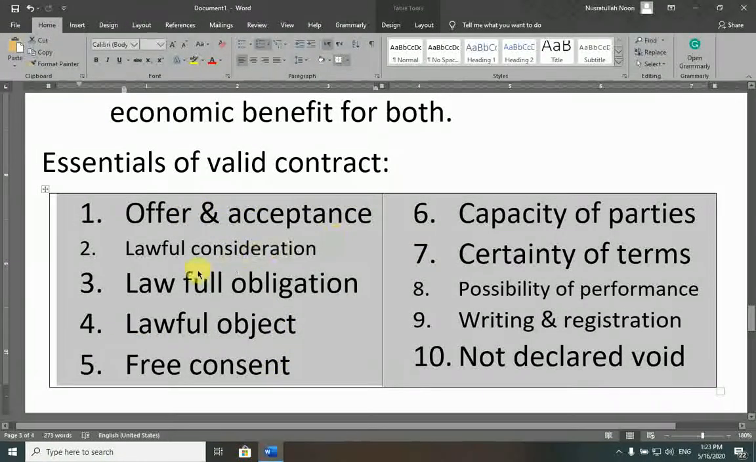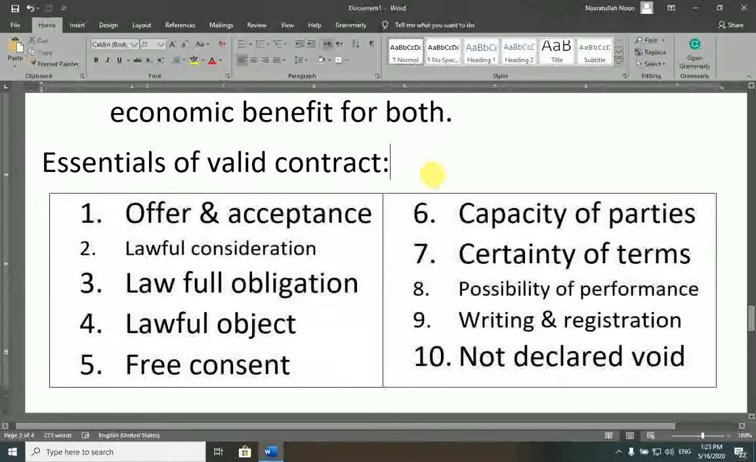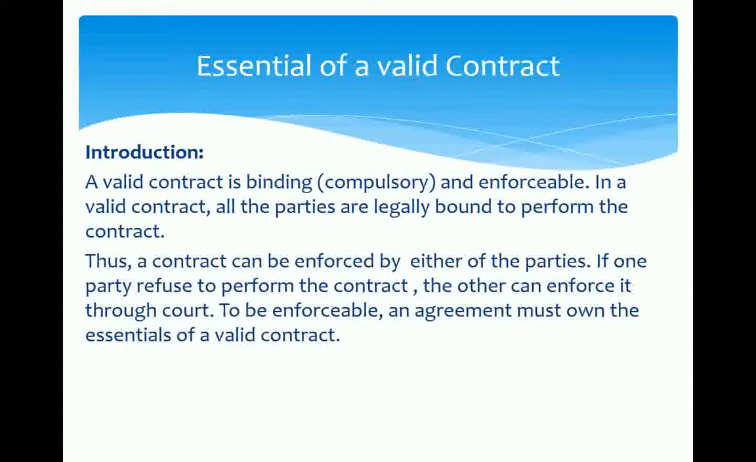Offer and acceptance, lawful consideration, lawful obligation, lawful object, free consent, capacity of parties, certainty of terms, possibility of performance, writing and registration, not declared void, right? All these are the essentials. Now let's discuss them all one by one. A contract which is missing one of these essentials is not called a valid contract. It's something else. Then inshallah, we will discuss that in the second chapter.